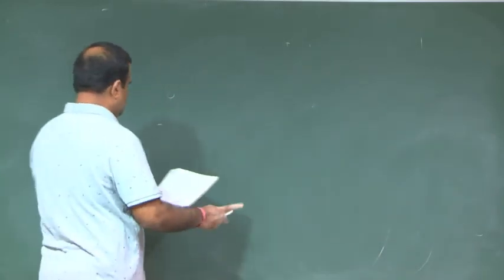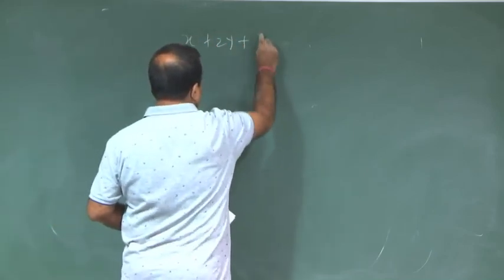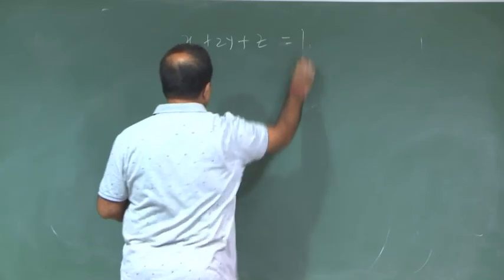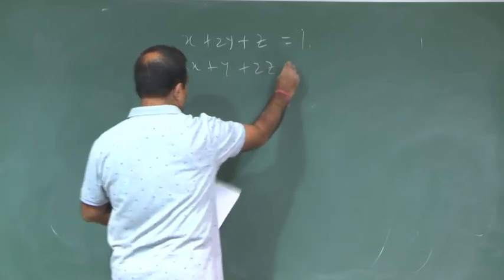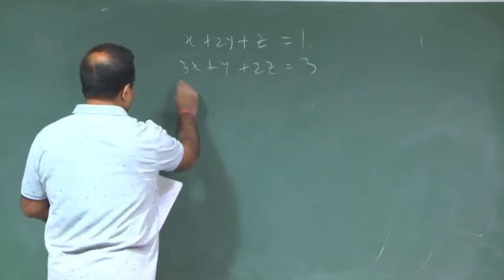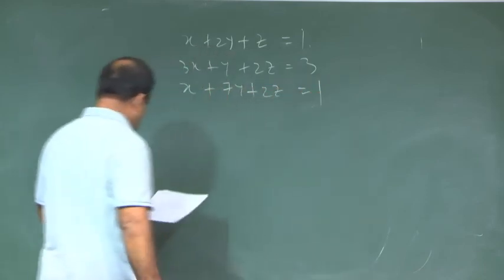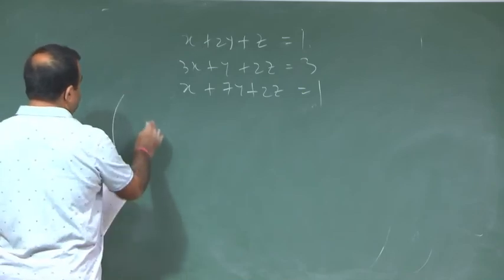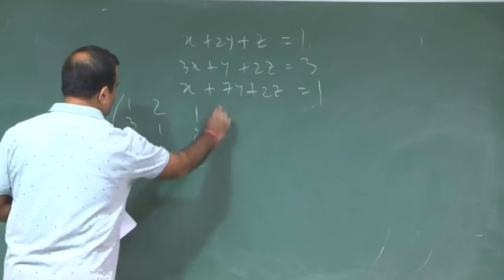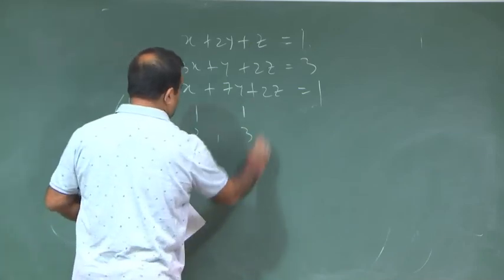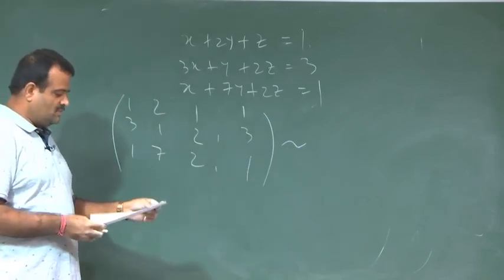If you take this system: x plus 2y plus z is equal to 1, 3x plus y plus 2z equal to 3, x plus 7y plus 2z equal to 1. We can take the augmented matrix. This is the coefficient matrix, 3 1 2, 1 7 2, and then we take the B. Now, if we apply the row operation, we will get an equivalent system which has the same rank.